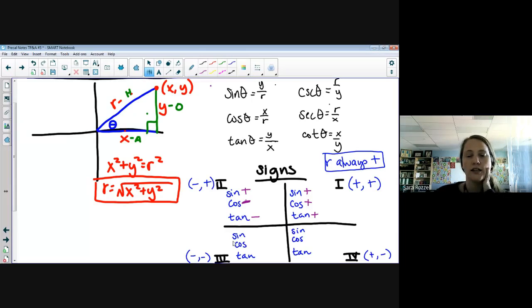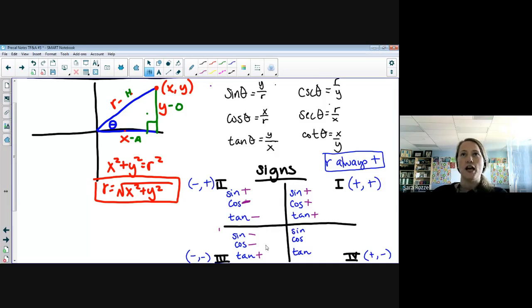Okay. All right, so let's see. We had a negative for X and Y. So for sine, negative over a positive makes a negative. Cosine, negative over a positive makes a negative. Tangent, negative over a negative. What's a negative over a negative make? A negative divided by negative is a positive. So in the third quadrant, your tangent should be positive, everything else negative.